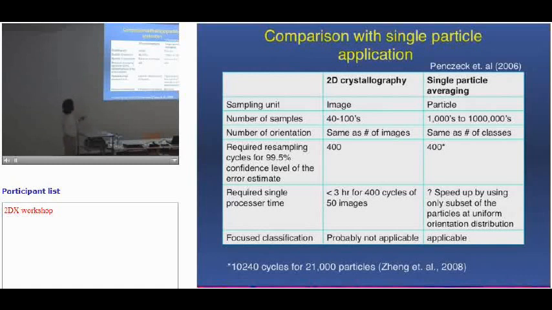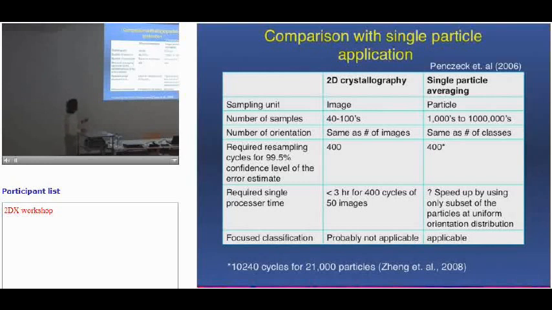When we are doing 2D crystallography, the sampling unit is each large crystal image. When they are doing single particle averaging, they use each boxed particle. The number of samples for us is from 40 to hundreds. It's not a very large number. For them, it goes to thousands to a million. So it's a very different scale in number.